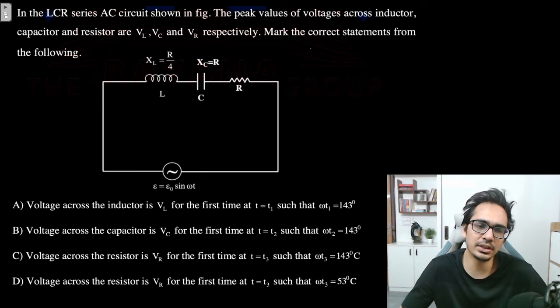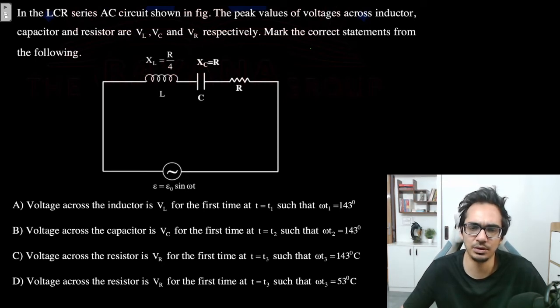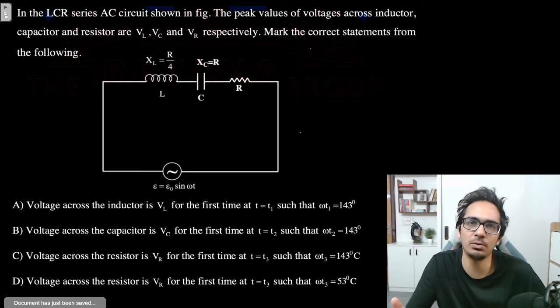Voltage across the inductor is VL for the first time at time t equal to T1 such that omega T1 is 143 degrees. So these are a different kind of options. Probably you must not have come across these kinds of options. Voltage across the capacitor is VC for the first time at t equal to T2 such that omega T2 is 143 degrees, and so on. So now how to approach a problem like this? Basically this will need a formula and also the concept.